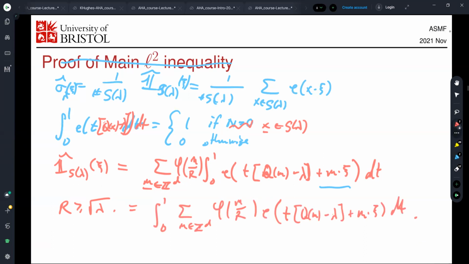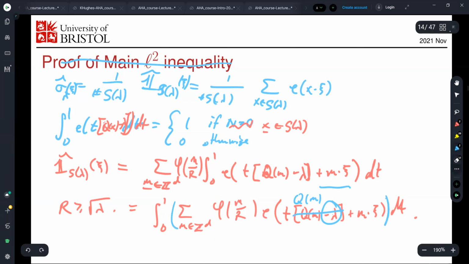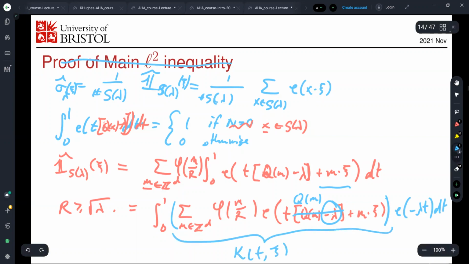Right? And this would have looked a lot closer to what I've written before if I just pull out this factor. So instead, I'll write this as just q_m, and I'll write this so that e of minus lambda t dt, like this. And so you can see that this is the expression of K_t(c) from the main L2 inequality.